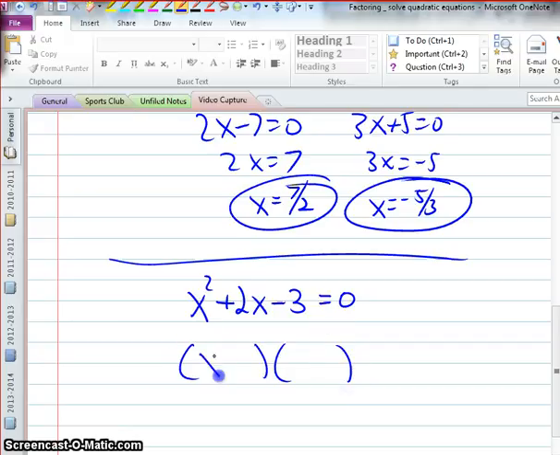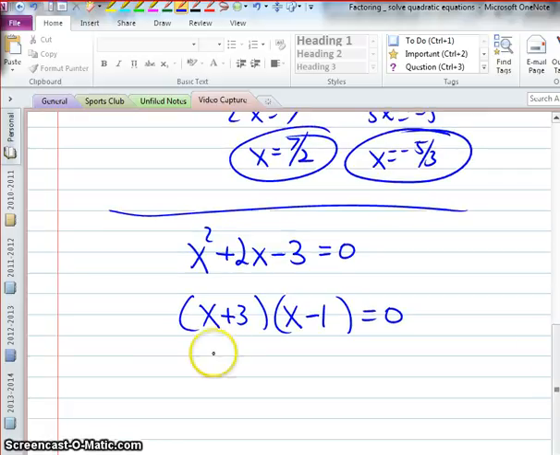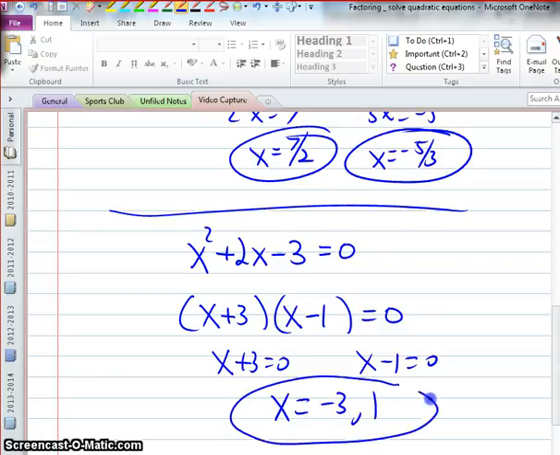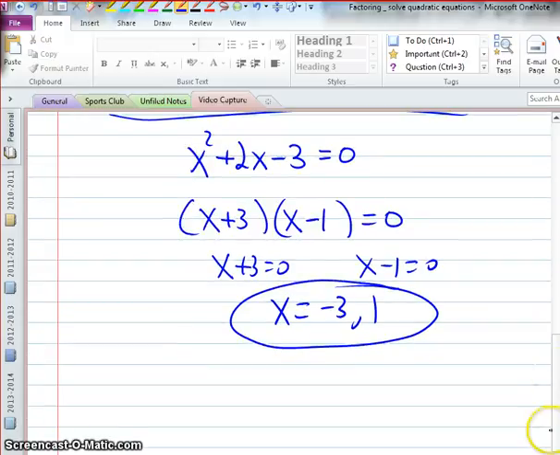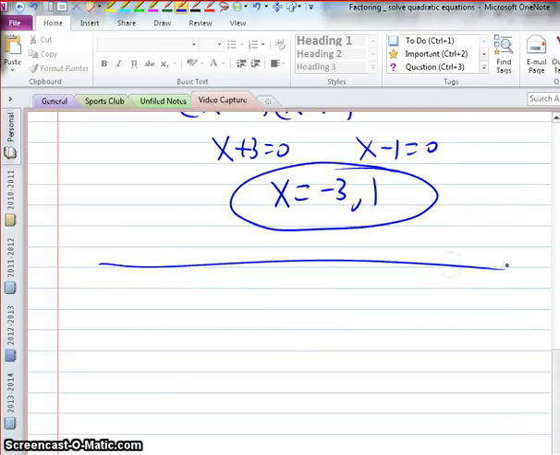If we use a sum and product chart, you should be able to see that x plus 3 and x minus 1 have to equal 0. Then if we set those accordingly, we must solve that x can be negative 3 or positive 1. We actually can solve a quadratic equation by factoring and using the zero product principle. And it works for all different types of factoring that we do. So let's put this one up on the board.